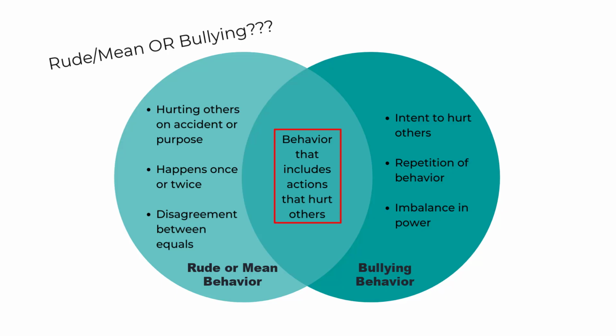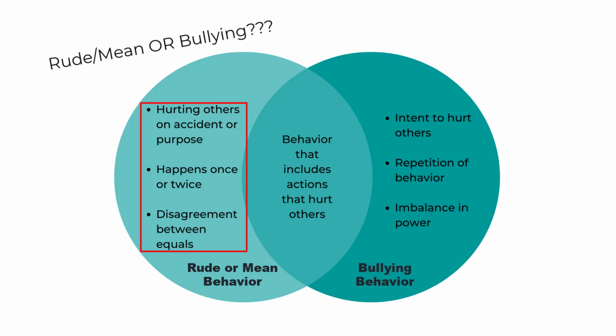First, please refer to the middle of the Venn diagram. A common thread between rude or mean behavior and bullying behavior is that both types of behavior include actions that are hurtful to others in some way. This common thread often leads to confusion among those observing behavior in determining if what is observed rises to the level of bullying behavior. However, the rest of our diagram helps us in better making the differentiation.